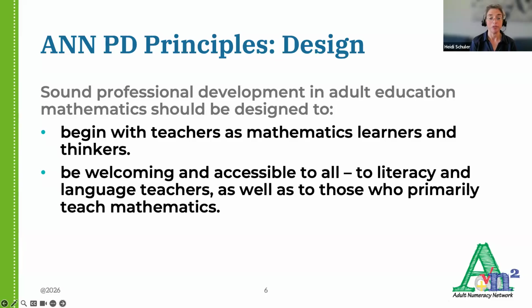We want to make that accessible to people regardless of their expertise in math, whether they get to teach math or they have to teach math, which are two very different perspectives. We want to create a welcoming space where everyone feels that math is accessible to them, that they don't have to be the math expert. We are all learners of math first before we're talking about being teachers of math, because we get to learn from one another every time we're in community. And so that's a major principle in the Adult Numeracy Network's PD principles in particular.